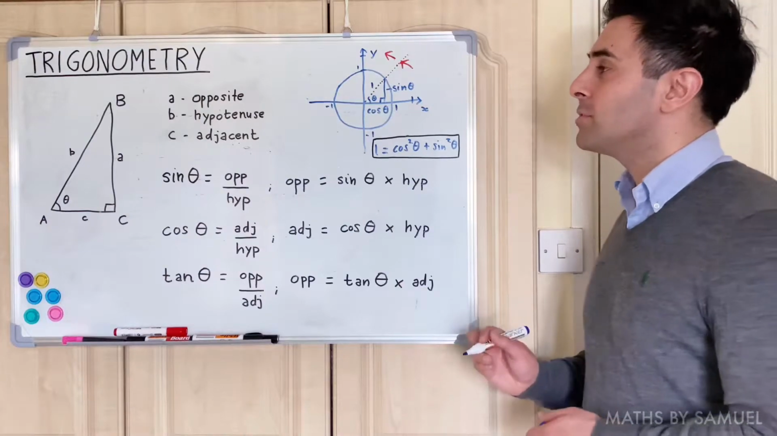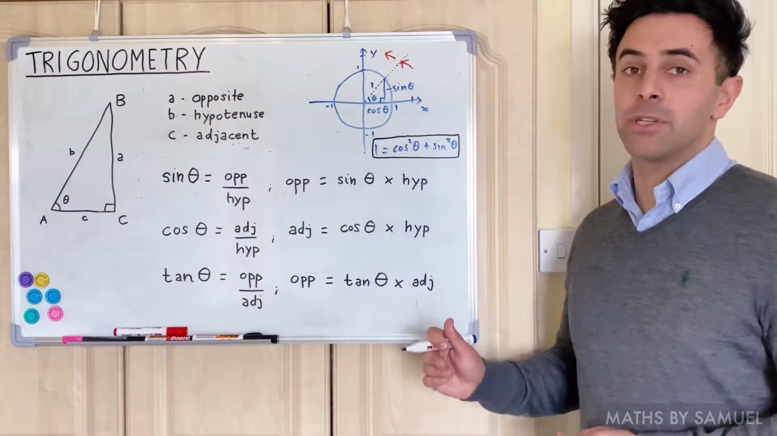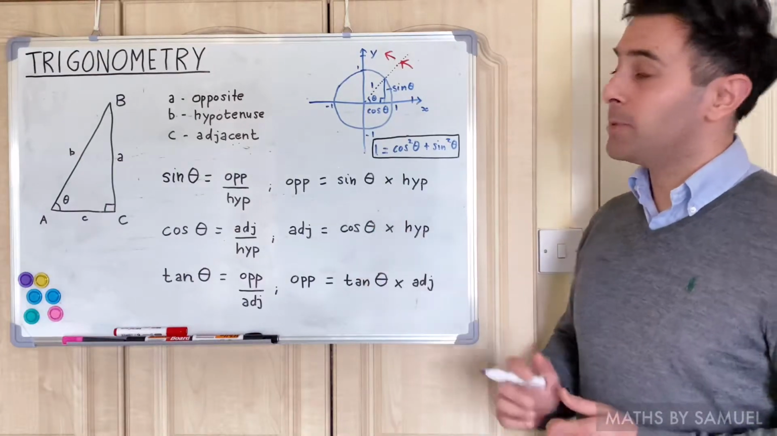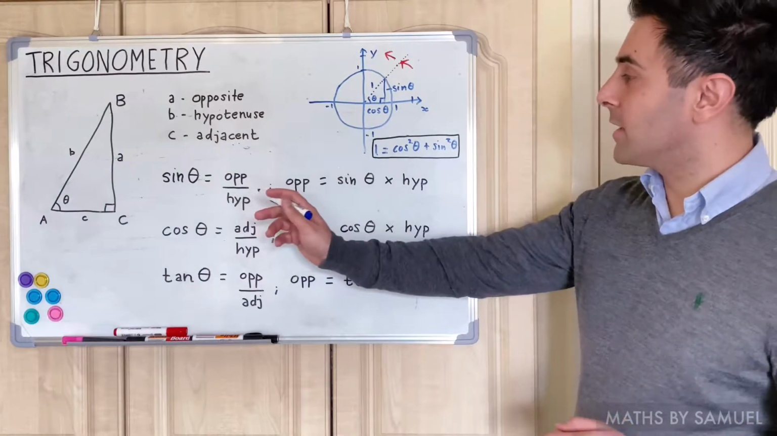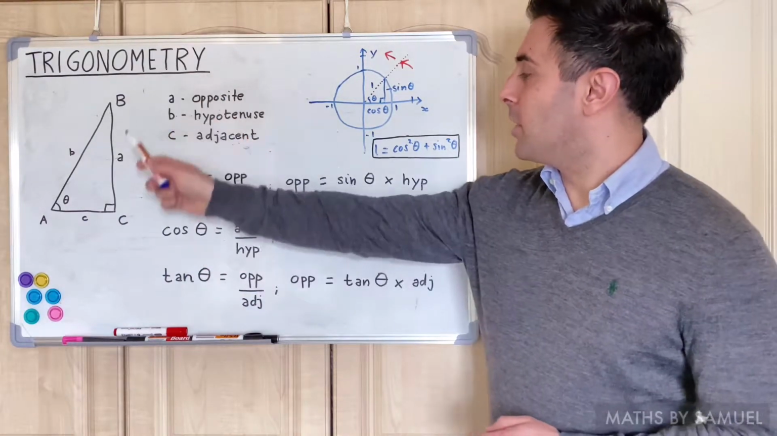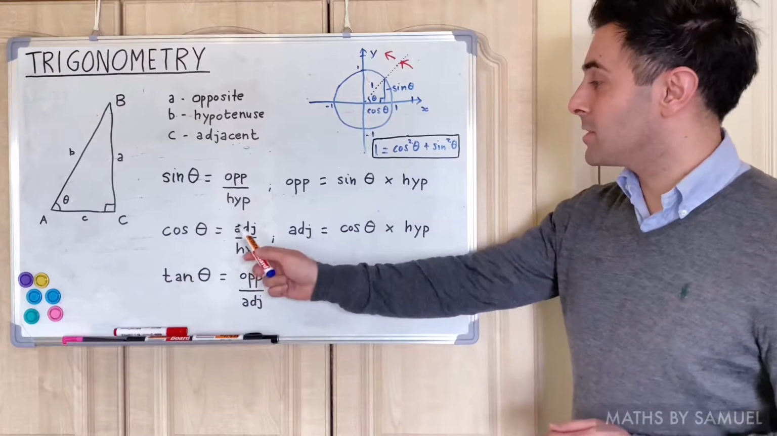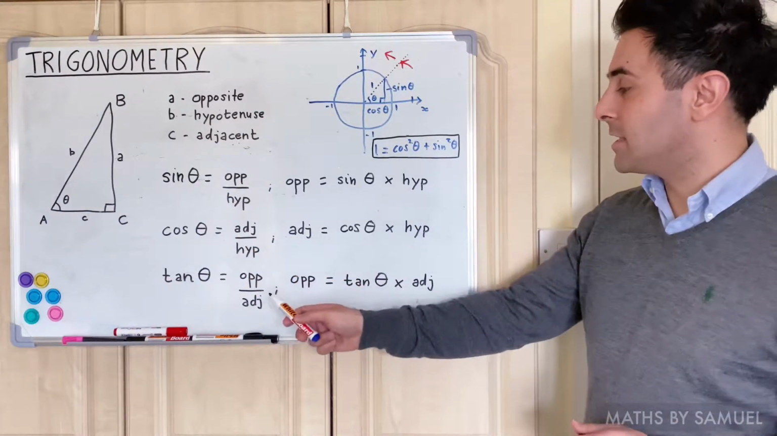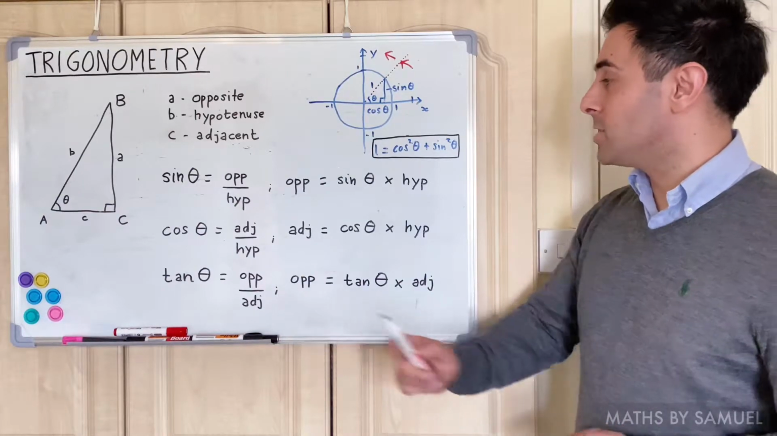Now, there are several definitions for trigonometry in terms of where the triangle has a right angle, but we're looking at three for the purpose of this video. The sine of the angle is equal to the length of the opposite side divided by the hypotenuse. For the cosine of the angle, it's the adjacent divided by the hypotenuse. And for the tangent, it's the opposite divided by the adjacent.